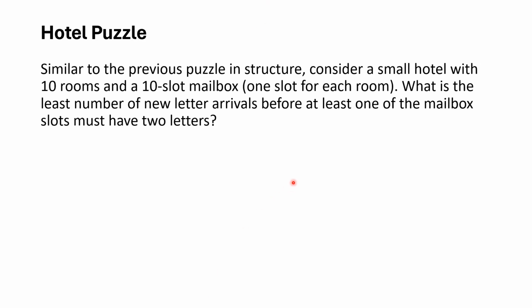Now that we've seen a few of the pigeonhole puzzles, this one should be rather easy. We have a small hotel that has 10 rooms and a 10-slot mailbox, 1 slot for each room. Let's say that the slots are all empty when we start this puzzle. The question is, what is the least number of new letter arrivals before at least one of the mailbox slots must have 2 letters? If you want to try this, pause the video, and I'll come back and give you the answer in a minute.